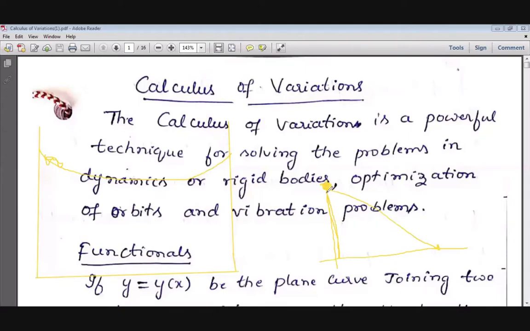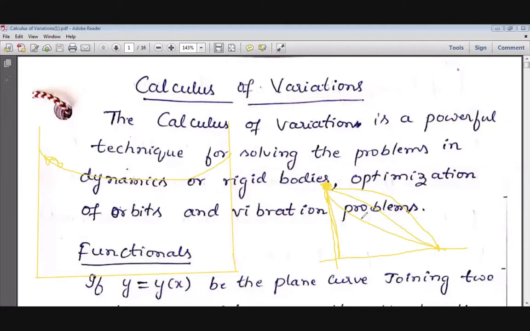What is the minimum path? Minimum, sorry, not path, we need time. We have three paths, this one, this one, this one. So in which path does it take minimum time to reach here? In which path will it take minimum time to reach here?